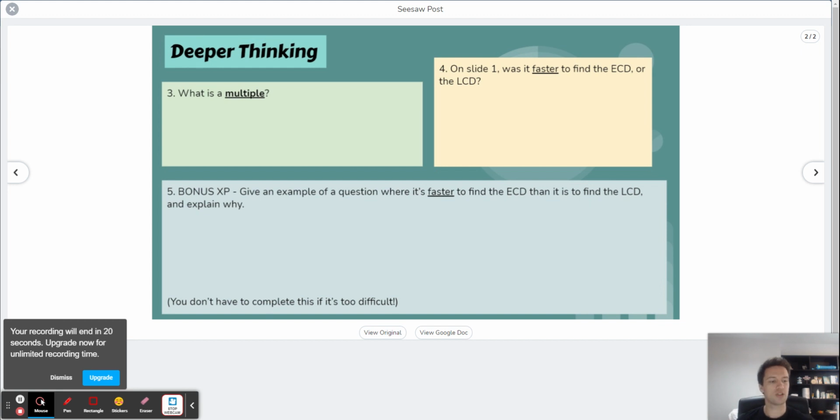So you can just write your answers in using the Seesaw tools. You can use the label function, or you can use the pencil or pen function. It's up to you. Then submit your work, to make sure it's nice and neat for us to see it clearly.